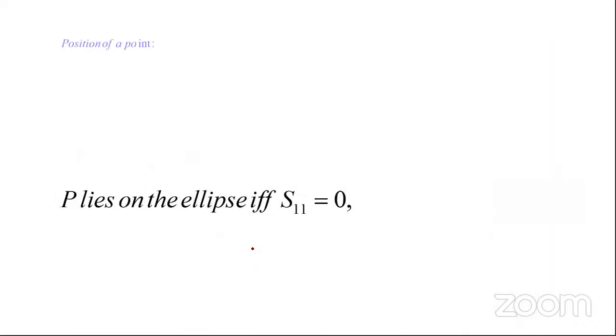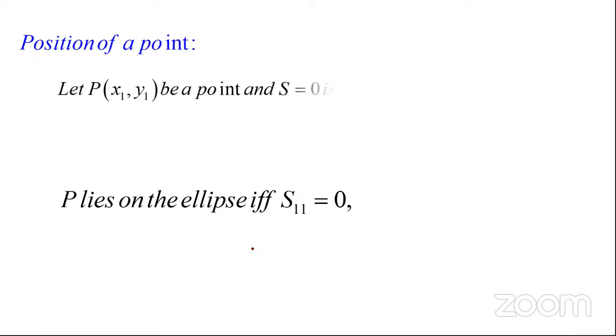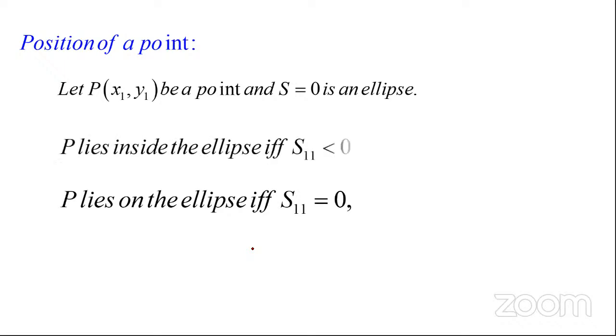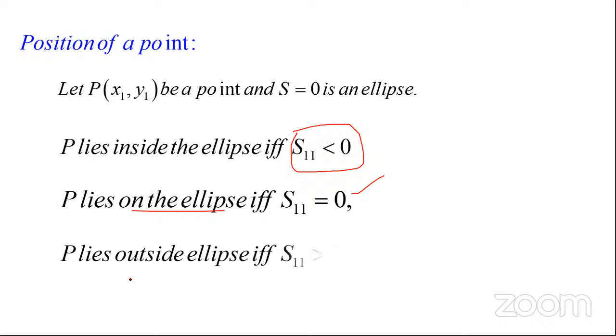Next, position of a point. Let (x1, y1) be a point and S equal to 0 an ellipse. Then P lies inside the ellipse if S11 is less than 0, and P lies on the ellipse if S11 equal to 0. Just reminding this one. If P lies outside the ellipse, then the S11 value is greater than 0.